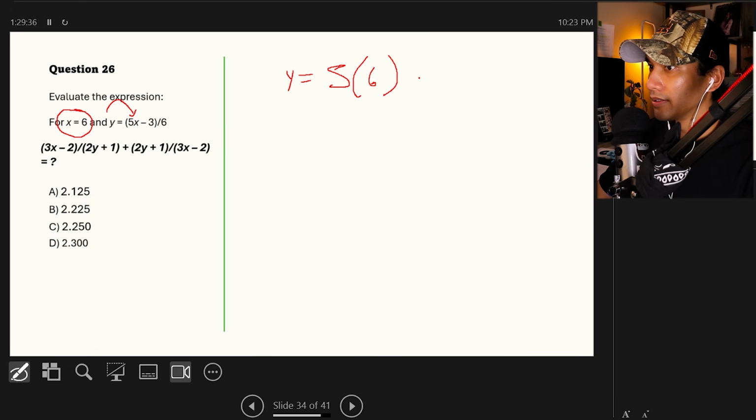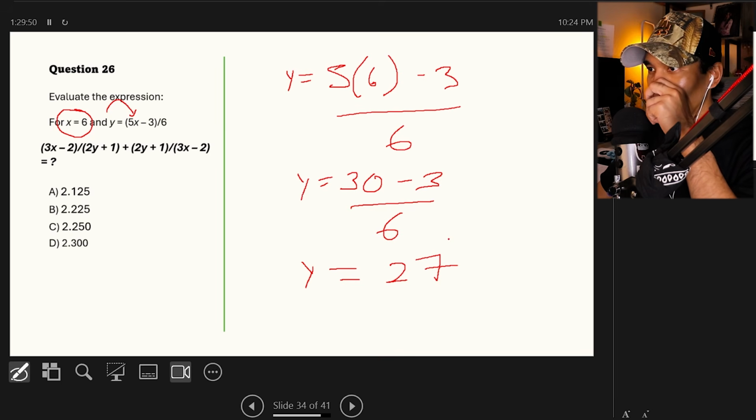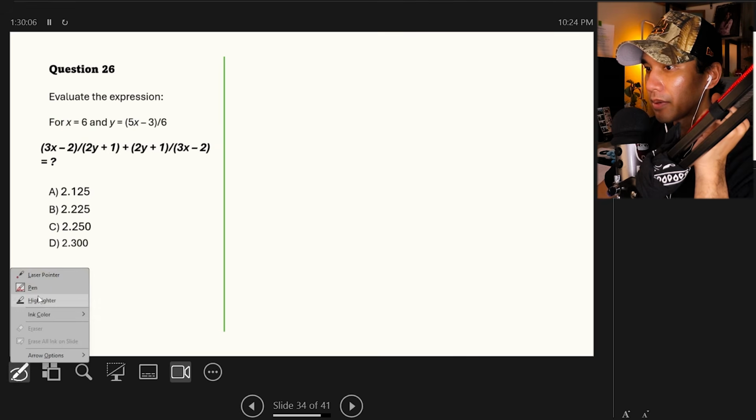Okay. Minus 3 over 6. And then you would get y equals 30 minus 3 over 6. Y equals 27. Oh, shoot. I did that wrong again. Right? No, I did that right. Let me see what I put.